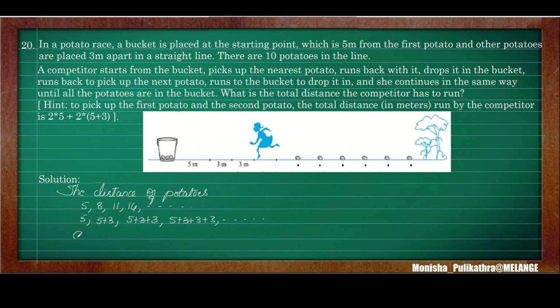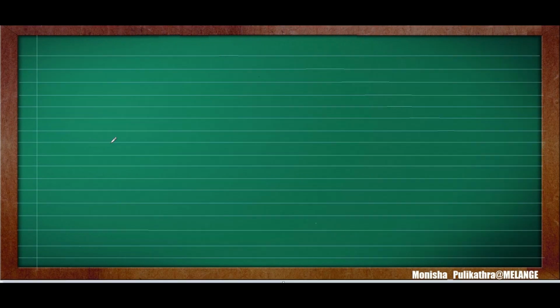So here A, the first term, is 5, and the common difference is 8 minus 5, that is 3. In the question they have given a total of 10 potatoes, therefore n is equal to 10. What we need to find out is the total distance to take the 10 potatoes, so we need to find S10.